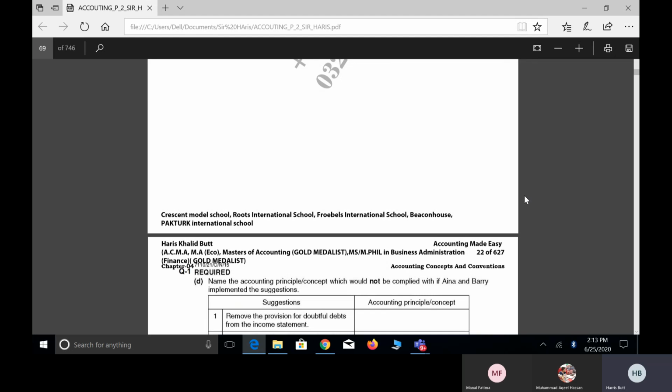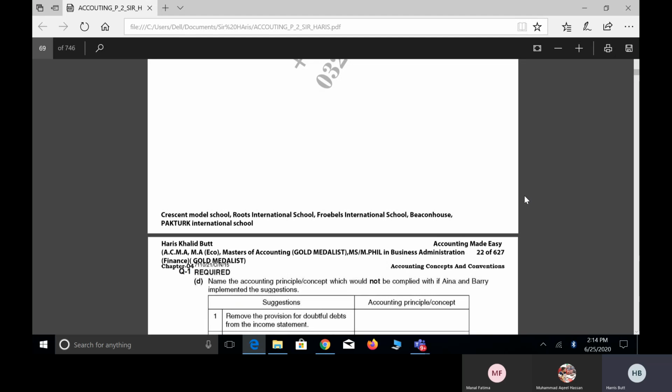And there are 6 types of books of prime entries: sales journal, purchase journal, return inward journal, return outward journal, then cash book and journal. Cash book we will prepare in the same way as we have done in books of prime entry. That is, we will include the question of cash book in books of prime entry, so that it will not create problem for us.